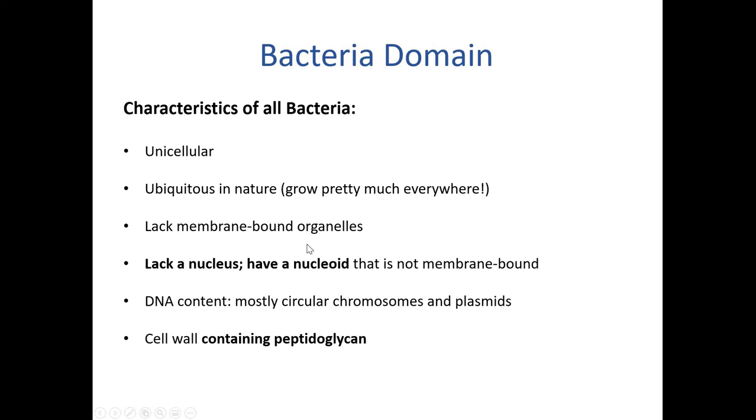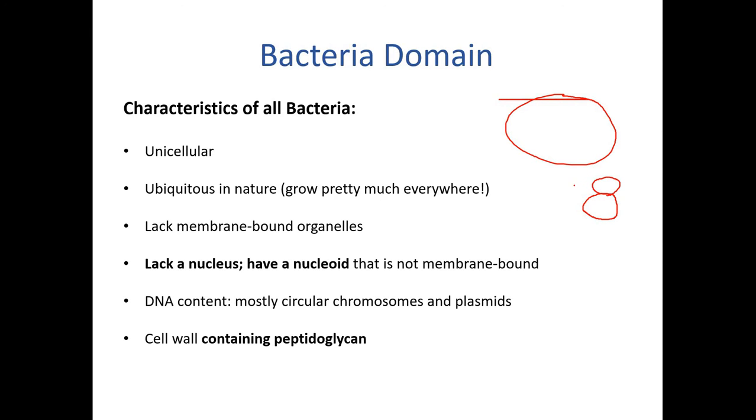Bacteria lack membrane-bound organelles, and they also lack a nucleus, but they do have what's called a nucleoid, and this is not membrane-bound. So their DNA is a little bit separate from the cytoplasm, but it's not separated by an actual membrane-bound nucleus. Their DNA content, as we talked about, is mostly circular chromosomes. And so rather than having linear chromosomes that wrap up into chromosomes like ours, bacterial chromosomes are actually just an enclosed circle. And this circle will wrap and coil around itself.